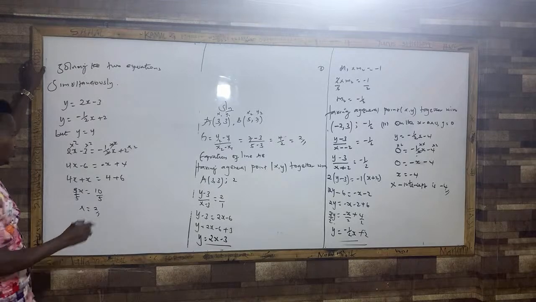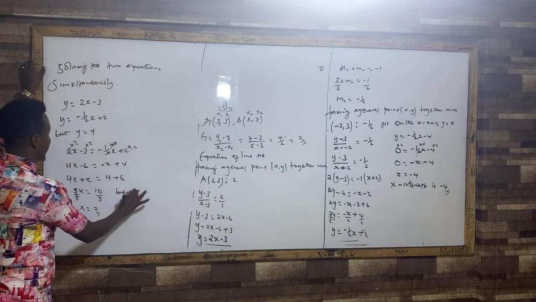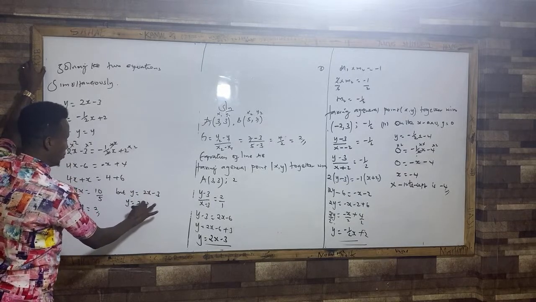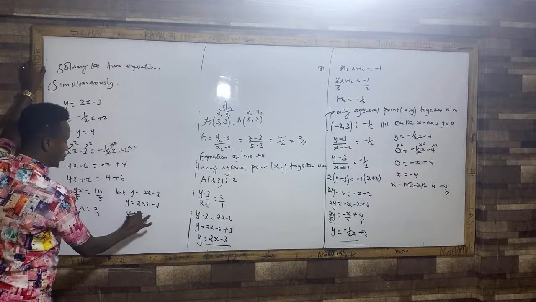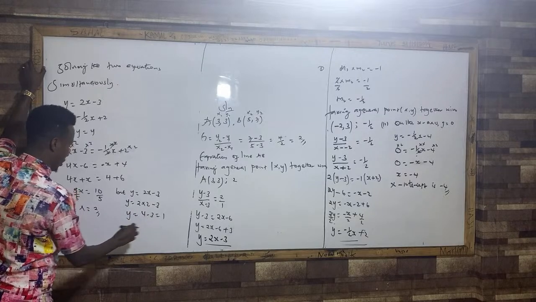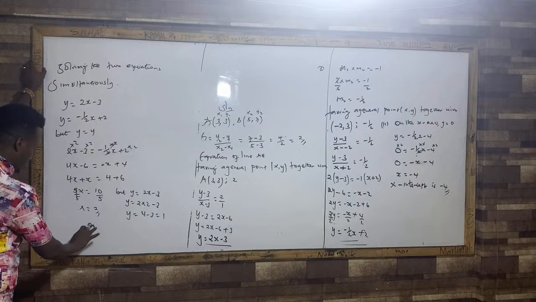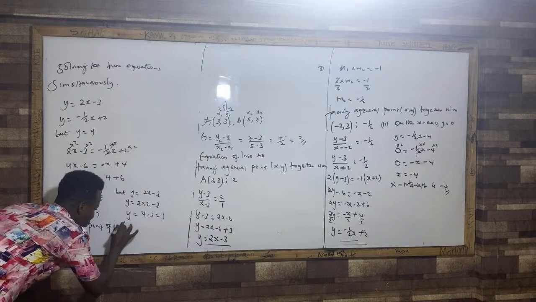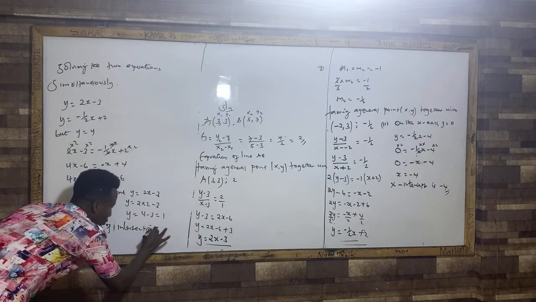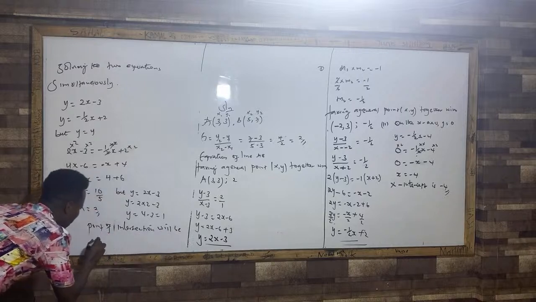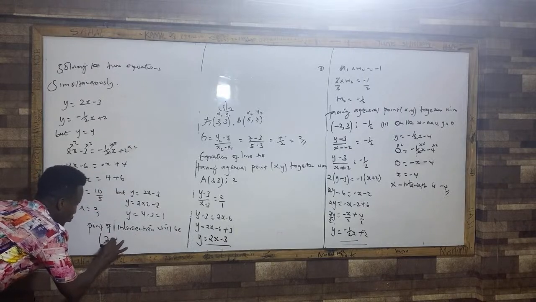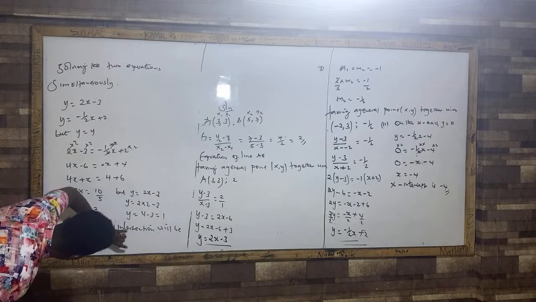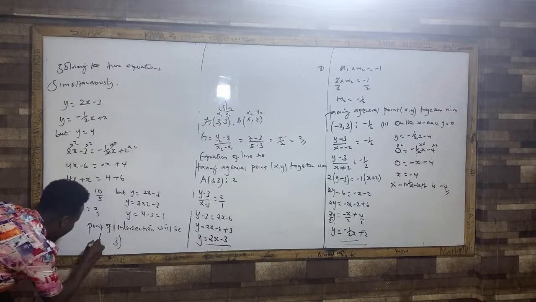So when you get x as 2, then you can say y is equal to 2x minus 3. So y is equal to 2 times 2 minus 3, so y is equal to 4 minus 3, which is 1. So the point of intersection will be, open the bracket, x is 2 and y is 1. This is the point of intersection.